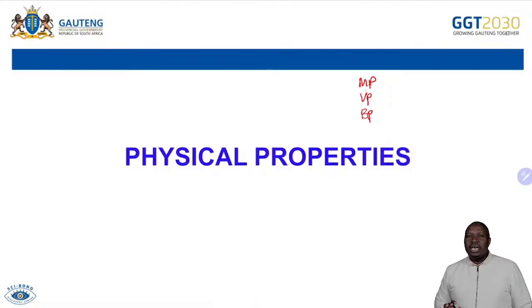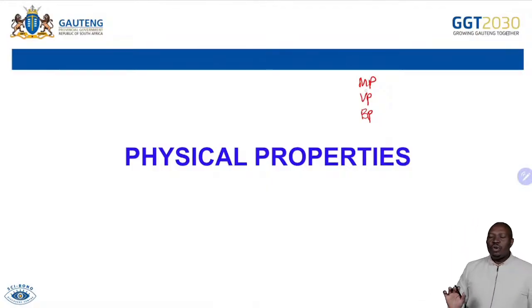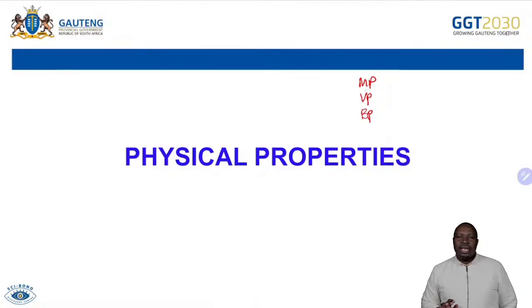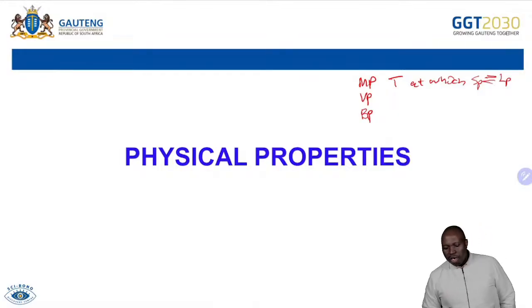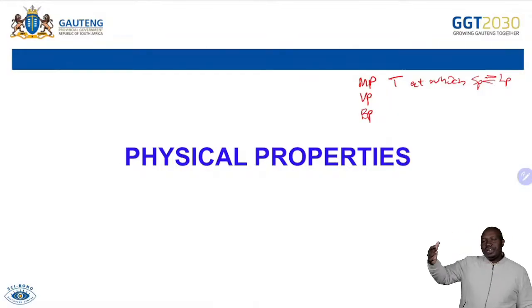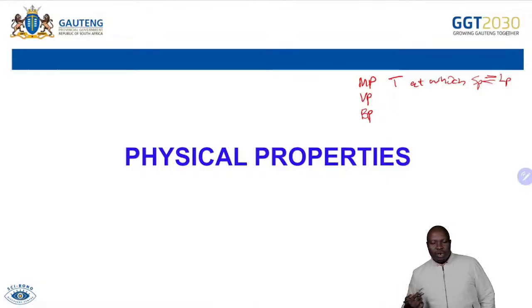This one, you got to get it. Remember, when you do acids and bases, you have equivalence point and you have end point, and all those we refer to as points. But these ones, they are not points. Melting point is a temperature. It's not a point. It's a temperature at which the solid phase and the liquid phase are at equilibrium. We'll write it in full. The temperature at which the solid phase and the liquid phase are at equilibrium.